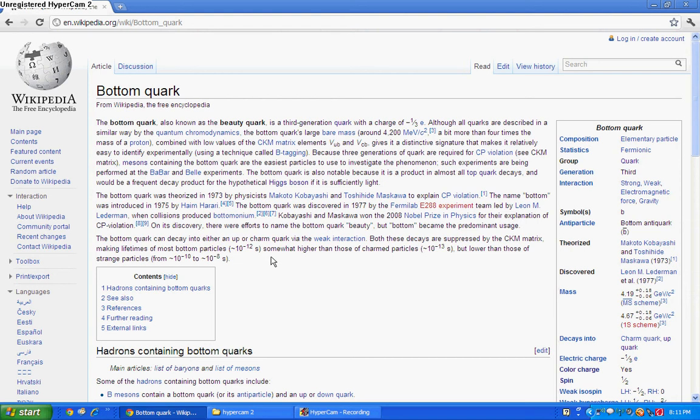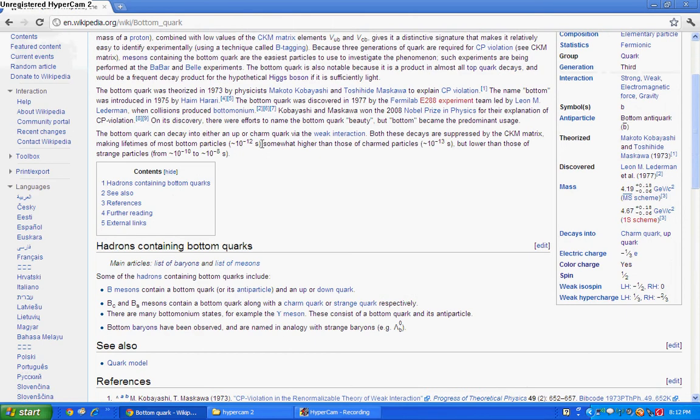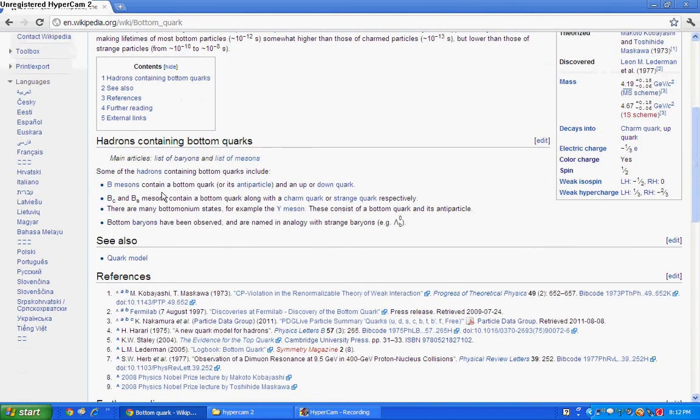Also, the mean lifetime, the average lifetime of most bottom quarks is, let's see, where is it? Aha, 10 to the -12 seconds. It's not much time, but for particle physics, it's plenty to study it. Some particles that contain the bottom quark are B mesons, which contain a bottom quark or an anti-bottom quark and an up or down, or anti-up or anti-down. Bottom charmed and bottom strange mesons contain a bottom quark with a charm or a strange quark.